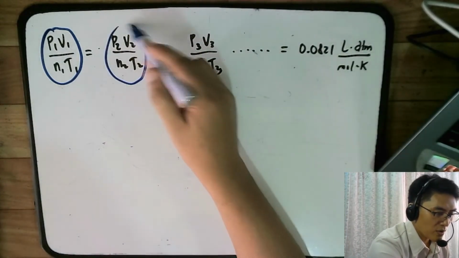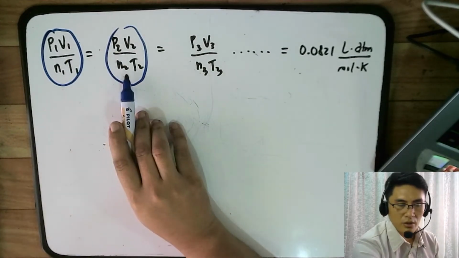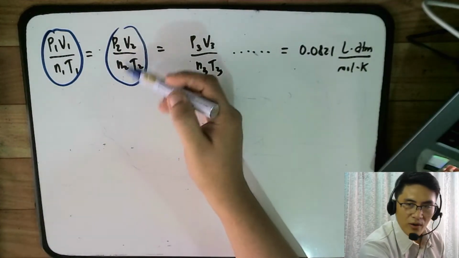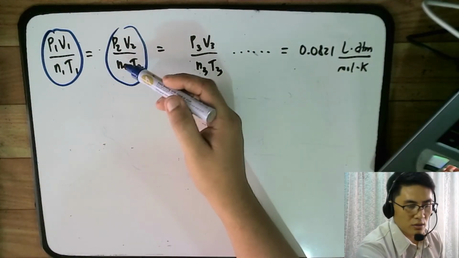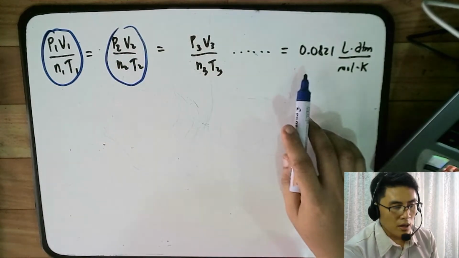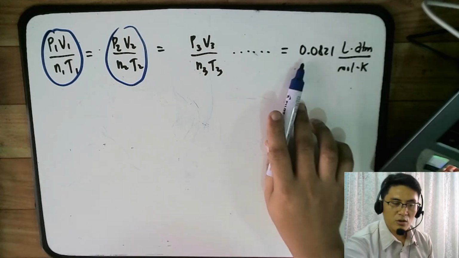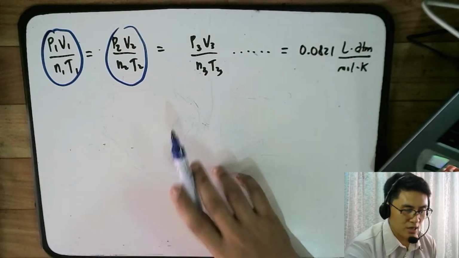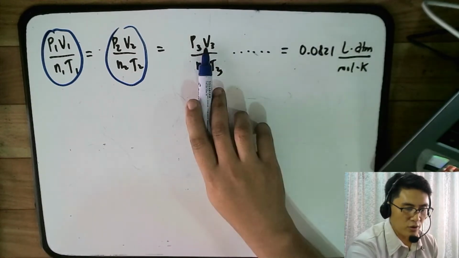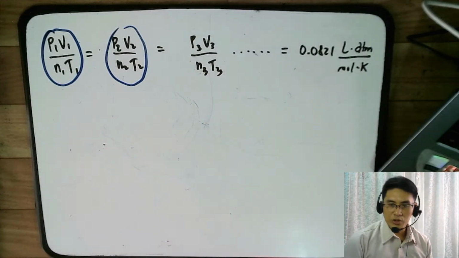Let's say you change the pressure, the volume, the number of particles, the temperature. No matter what those changes are, when you calculate P times V divided by N times T, the answer is going to be this number, 0.0821, as long as you are using atm for the pressure, liter for the volume, mole for the number of moles, and Kelvin for the temperature.